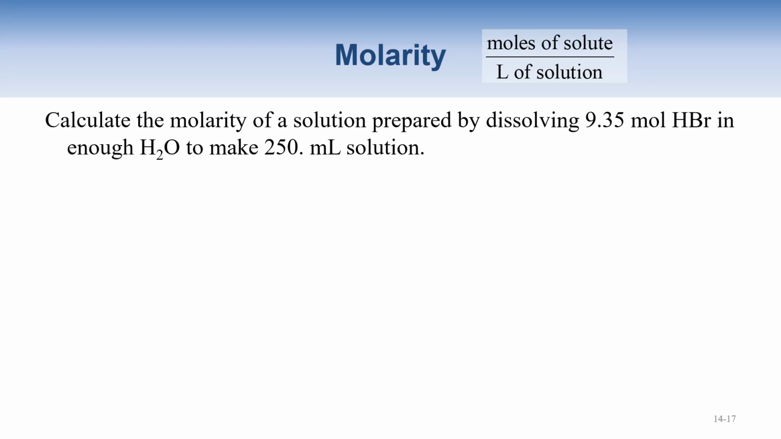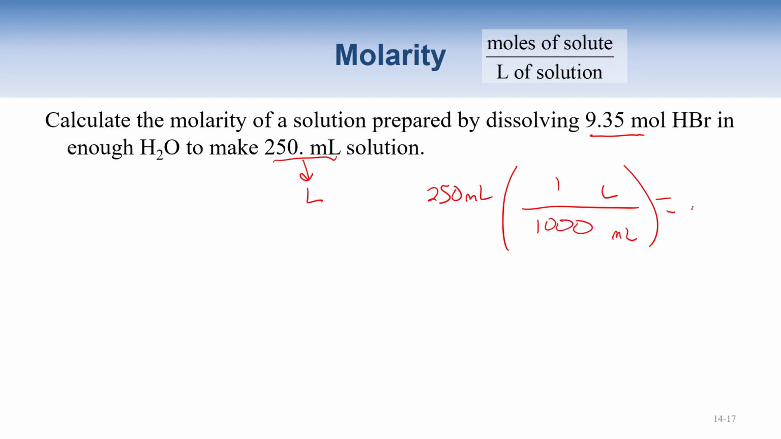Okay, so moles of solute over liters of solution. We have this one in moles, but this one's in mL, so we have to convert that to liters before starting this. So 250 mL. We go mL to liters. 1 liter is 1,000 mL. So that becomes 0.250 liters.